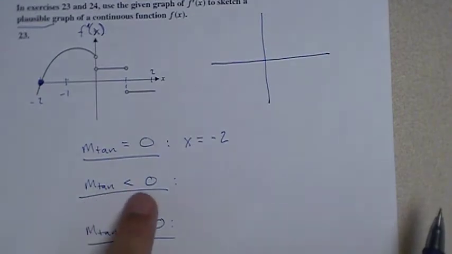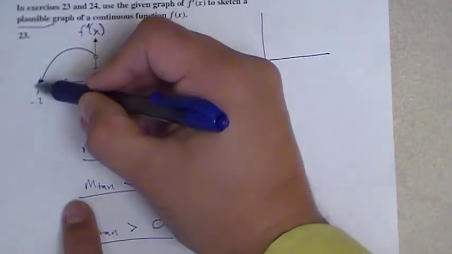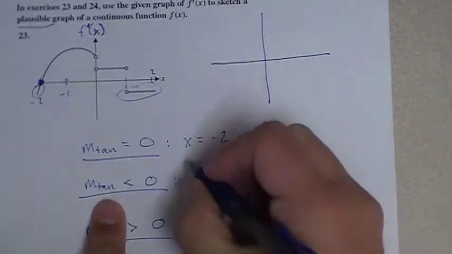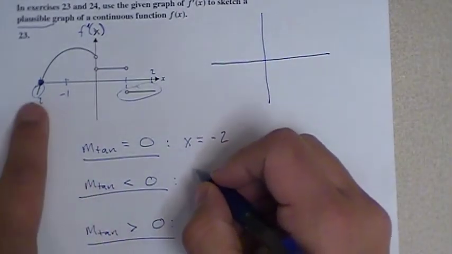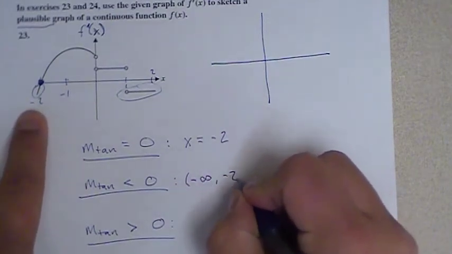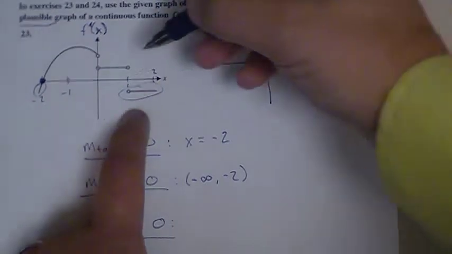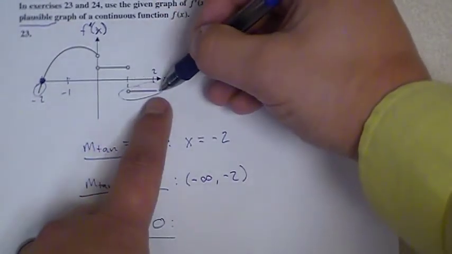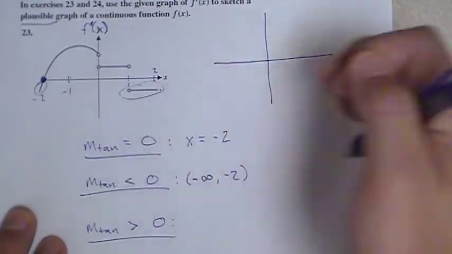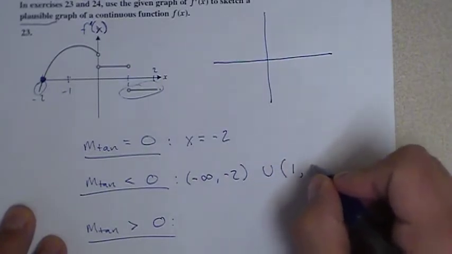I want to know where the slope of my tangent line is negative. F prime gives slopes of tangent lines. F prime is negative here, and F prime is negative here. So the slope of my tangent line would be negative at any x value to the left of negative 2. I'm going to indicate that in interval notation. So from negative infinity to negative 2, the slope of my tangent line is going to be negative. And then also from 1 up to 2, not including 1, my slope would be negative. Actually, I'm going to assume this extends to the right, so the slope of the tangent line is also negative from 1 up to positive infinity.